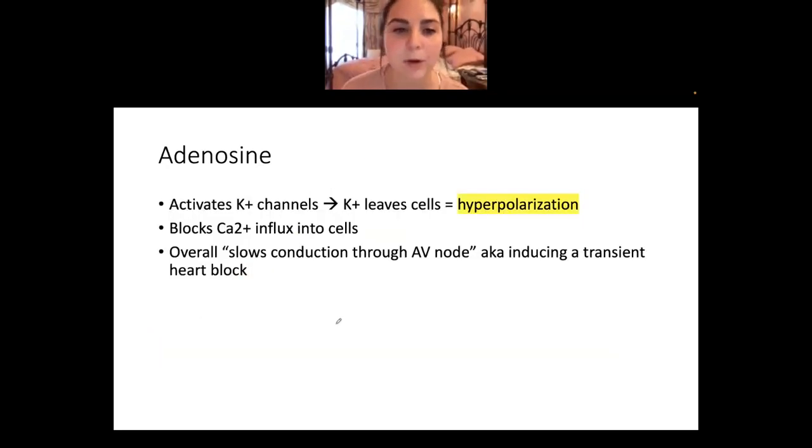How does it basically do this? What is it doing when it activates the A1 receptor? It's causing both hyperpolarization as well as blocking calcium influx into cells. So you can think of, okay, hyperpolarizing as well as blocking calcium influx. Again, it sounds like both a class 2 and a class 4. It's blocking the calcium upstroke, as well as prolonging repolarization of the nodal cell. Overall, if I'm extending how long my action potential is, I'm going to be slowing conduction through the AV node. I'm decreasing that chronotropy.